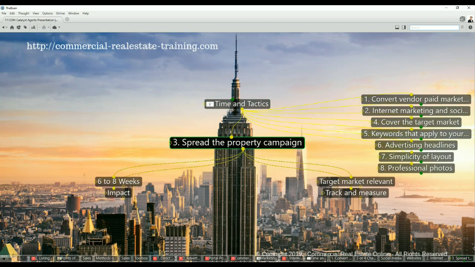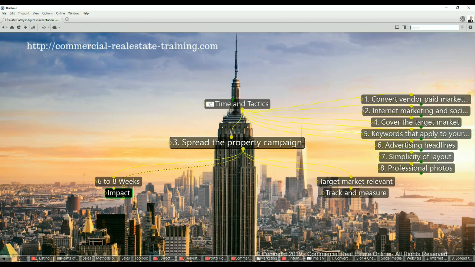So let's go back up here now and get out of this topic, which was internet marketing and social media, and go to number 3, which is about spreading the property campaign. So the campaign should be spread across 6 to 8 weeks. In that time, you can assess what's going on. You can track and measure the process. So you can understand what's working. And of course, you can change the advertisement for the target market for the activity that you're trying to pull in. The campaign should be target market relevant, so you need to interact and engage with the target market over the 6 to 8 weeks, and you will be assessing everything for impact.